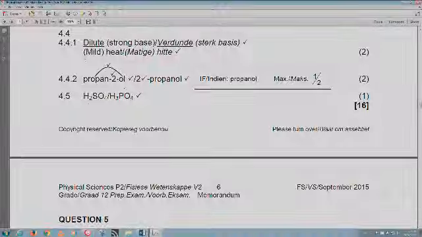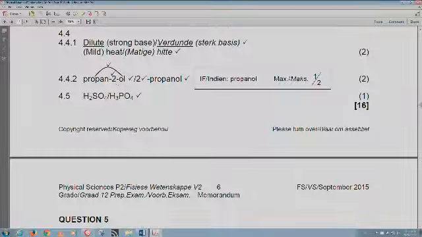But for example, if the learner says propan-2-one, the learner will get 0 because one is a ketone. Therefore, the 2 the learner will lose because it's not an alcohol. The learner will get 0. In other words, if the learner just writes propanol, the learner will get 1 mark for propanol and lose the 2nd mark because there's no 2 there.